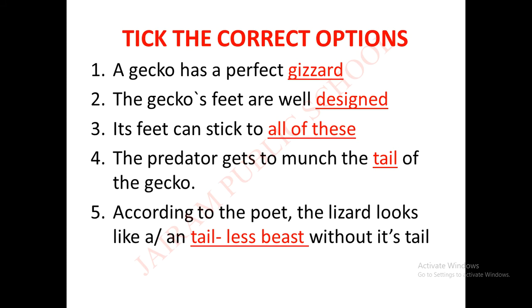Fifth one. According to the poet, the lizard looks like dust without its tail. What is the right option? They have given tailless beast, perfect mystery, ashamed lizard, predator. So, which is the right answer for fifth one? According to the poet, the lizard looks like a tailless beast without its tail. So, the answer is tailless beast.